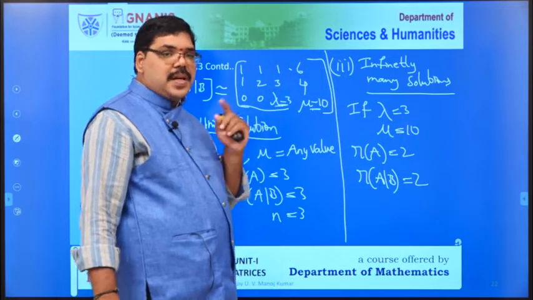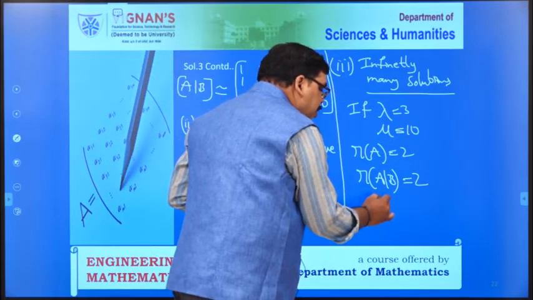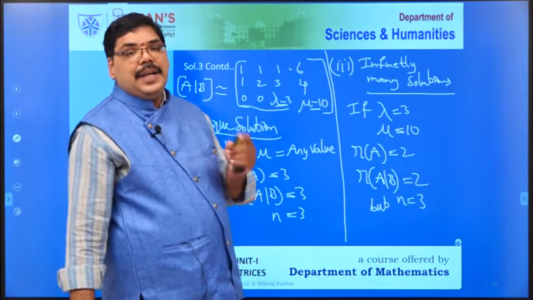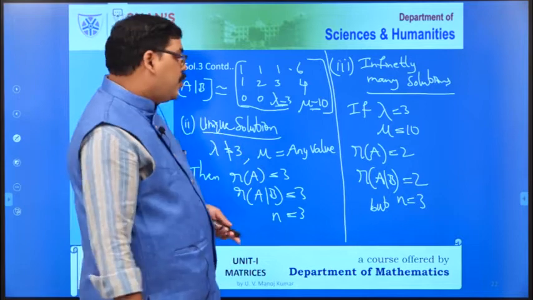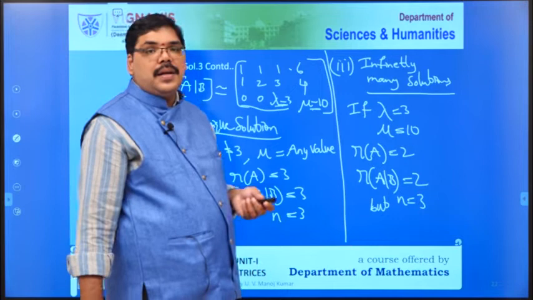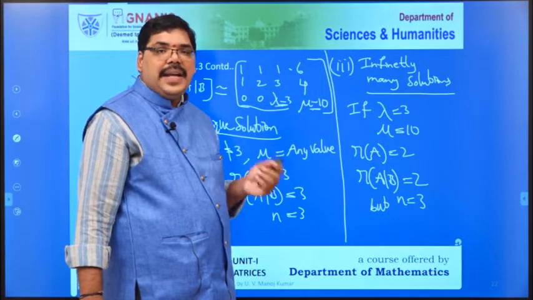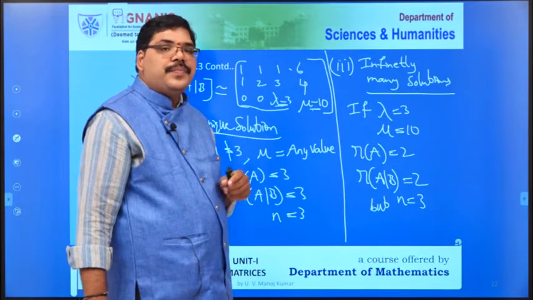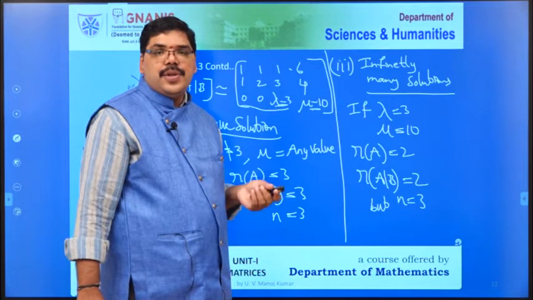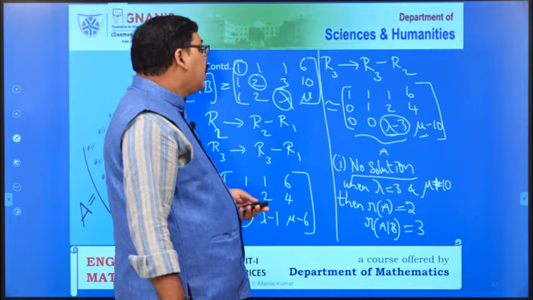So, the system is consistent. But n equals 3. So how many solutions does the system have? Infinitely many solutions. So this is the problem in which we are discussing all the criteria of consistency, and we are finding values of lambda and mu so that the system has all possible choices: no solution, infinitely many solutions, unique solution.